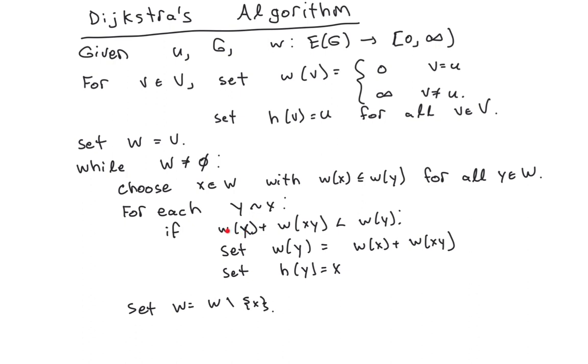Then for each edge adjacent to our vertex x, we're going to do this comparison. Namely, if the weight of x plus the weight of the edge xy is less than the weight of y, we're going to change the weight of y to be the sum on the left, and we're going to set h of y equal to x.